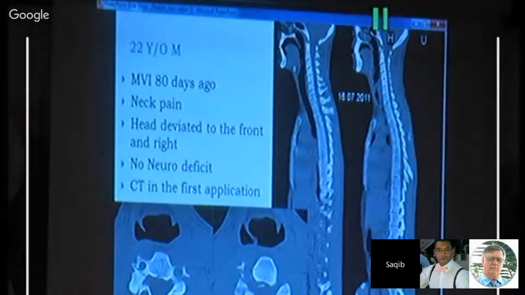But when you look at this axial view of the CT, maybe this will be my only question: do you see anything here? Yes, unilateral facet fracture with rotation. There is no big or overt malalignment, but here we have a pedicle and lateral mass separation fracture. They sent the patient home because there was normal alignment.